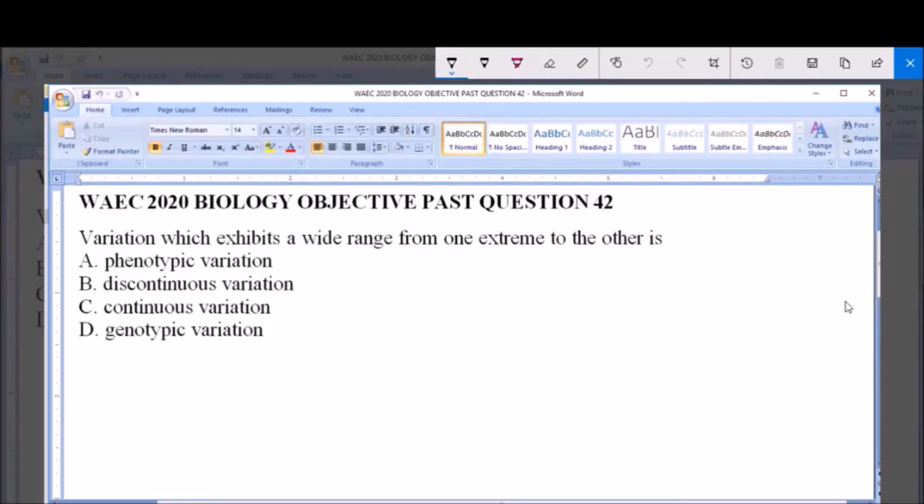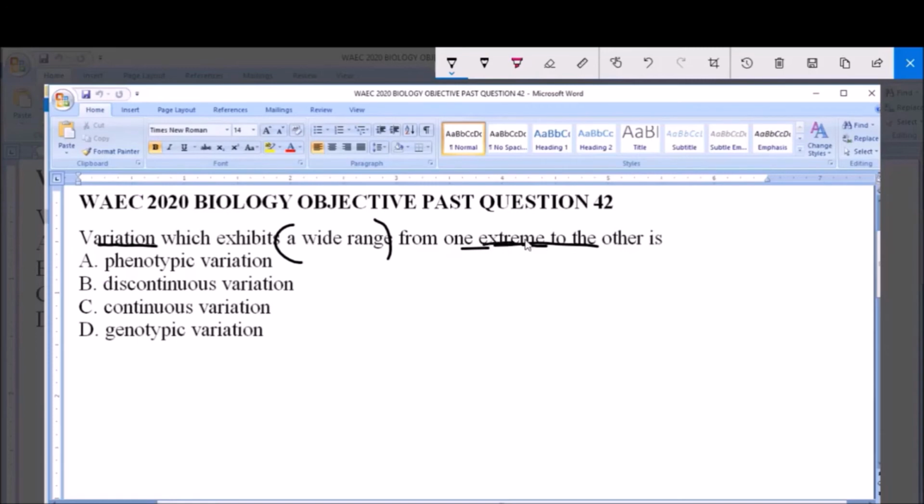Hello and welcome. I'm going to be answering WAEC 2020 Biology Objective Past Question 42. Variation which exhibits a wide range from one extreme to the other is A. Phenotypic variation, B. Discontinuous variation, C. Continuous variation, D. Genotypic variation. So we're asked for the variation which exhibits a wide range from one extreme to another.